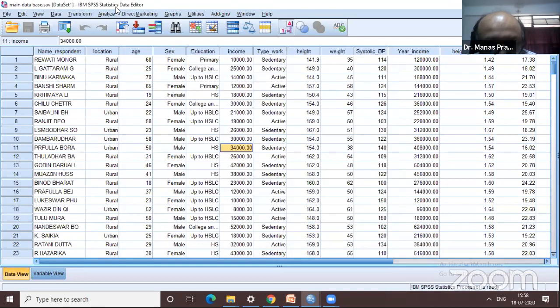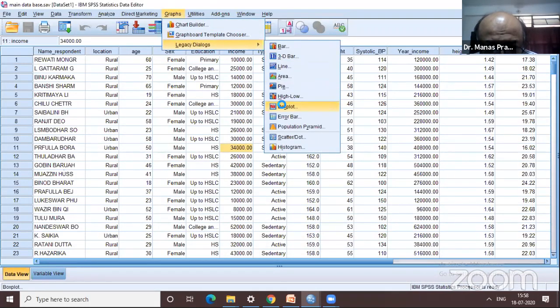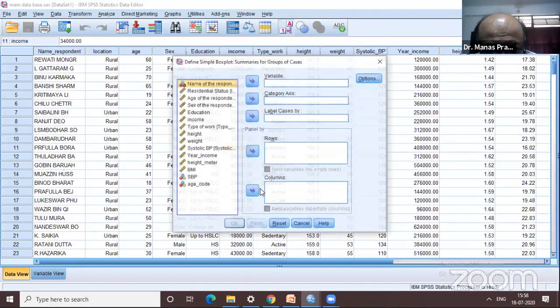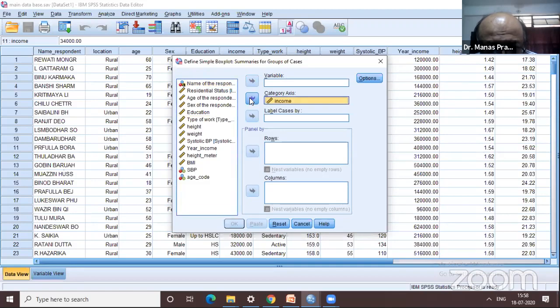Okay, sorry. Let us try one more time. Legacy Dialogs, Box plot, summaries for groups of cases. Actually, I think I should select this one, summaries for groups of cases, Define. Then the category axis, you have to put here.